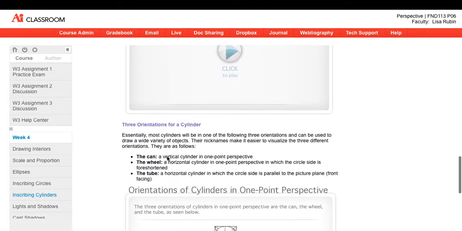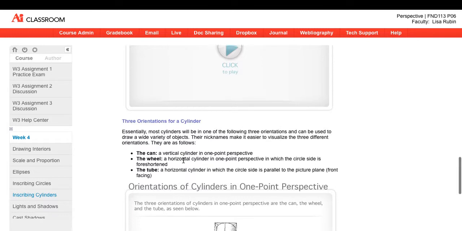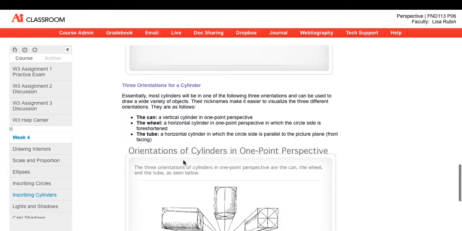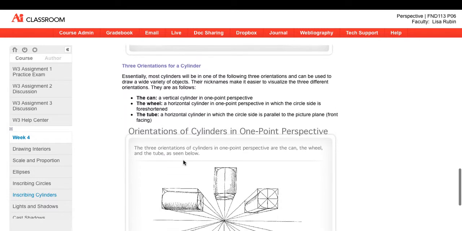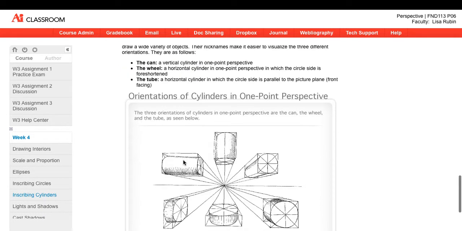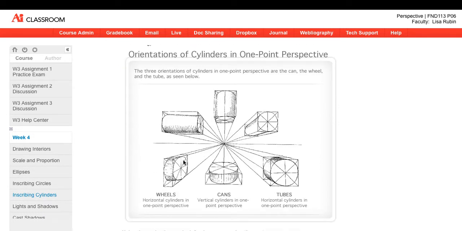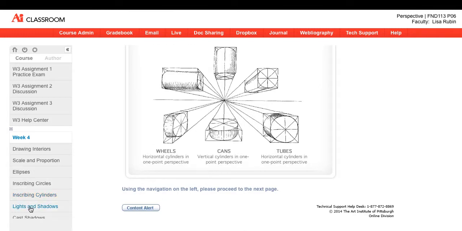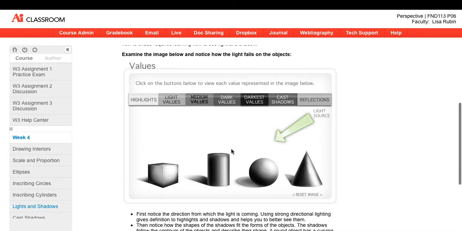Here's some information about the orientations of a cylinder. A can is a vertical cylinder. A wheel is a horizontal shallow cylinder. And a tube is a horizontal cylinder in which the circle side is parallel to the picture plane. Okay? And lights and shadows. Okay.